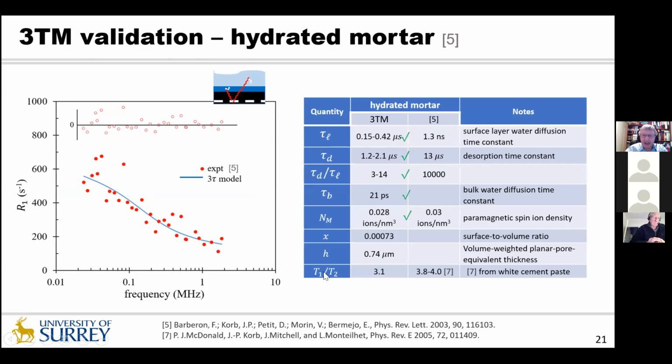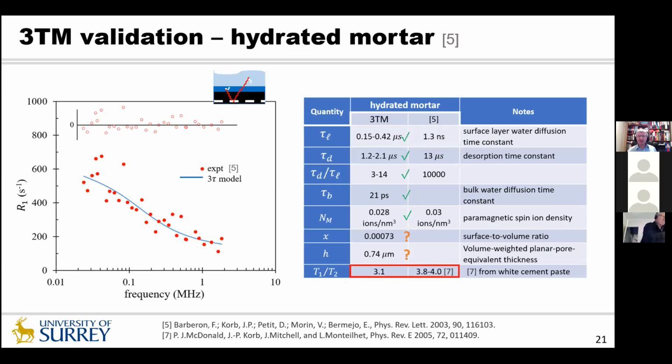Is the value we get here, 0.74 microns, reasonable for a mortar? I don't honestly know, but I know it's not millimeters and I know it's not nanometers. I guess that's pretty reasonable. So I'll put question marks there because we don't actually know whether they're right or wrong, but it's certainly not unreasonable.